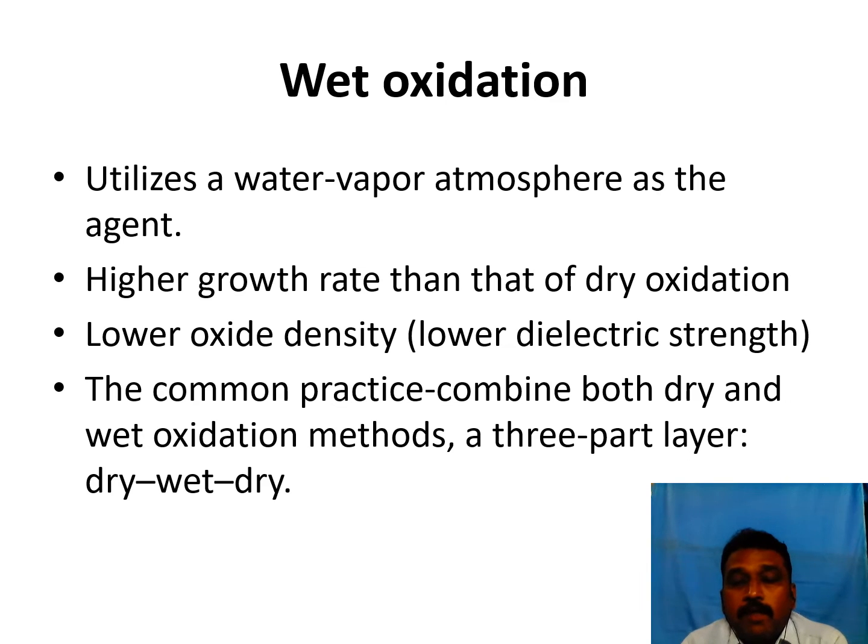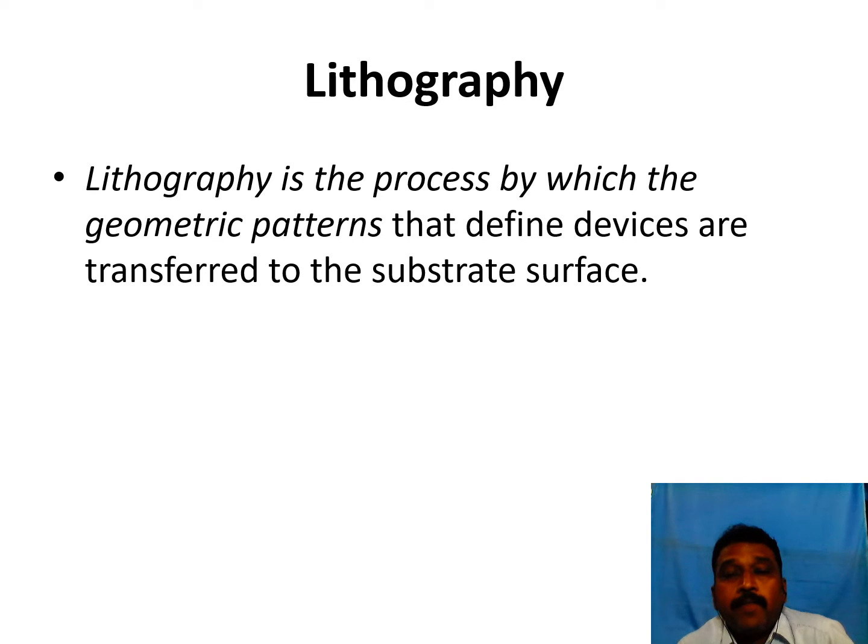So what we commonly use is both dry and wet oxidation methods. First we will use dry, and then wet, and then dry oxidation method. So that is a three-part layer. And then the next technique of making that wafer is lithography.